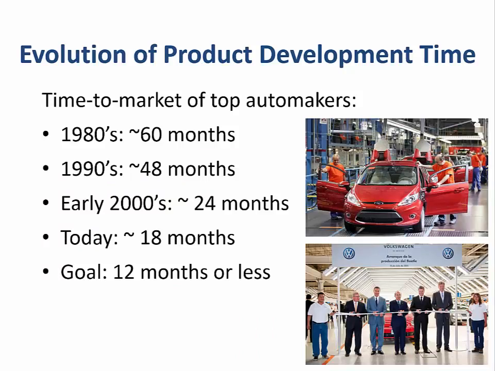Before I talk about the tools and techniques used by manufacturers, I'd like to point out the fact that over the last 20 or 30 years, there's been tremendous improvement in the area of product development. This is something that I'm trying to illustrate with this slide here. In the car industry, for instance, the product development time went from 60 months, that's 5 years, in the 1980s, down to as low as 12 months nowadays. So that's a significant drop, as you can imagine.